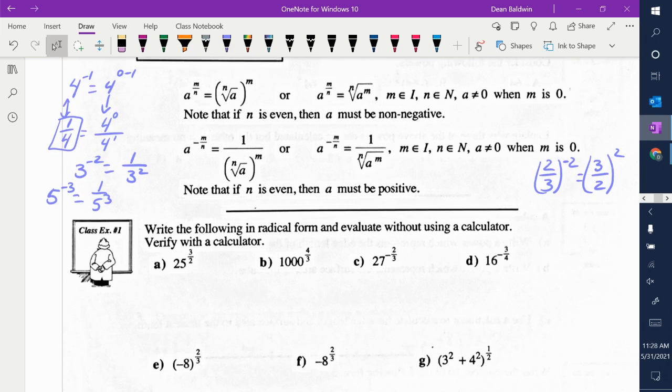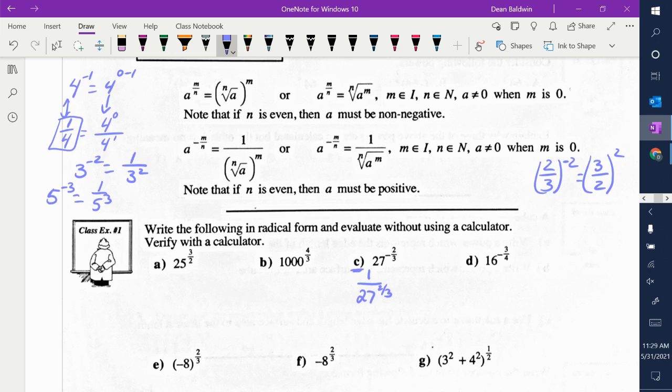So if I gave you, let's look at C here, 27 to the negative 2/3. As soon as you see a negative exponent, forget that it's a fractional exponent right now, it's negative. Where does the 27 go? Underneath. So your first step is it's 1 over 27 to what power? You don't flip it. So it's just 2 over 3. That's your first step.